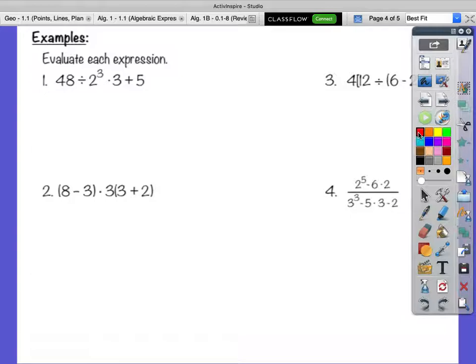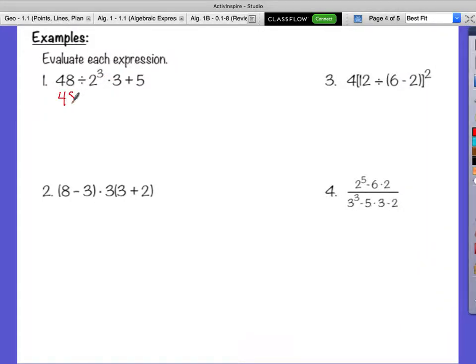So that means we do that first. That means we rewrite everything else the exact same when we do this operation. So this 48 divided stays the same. Now what is 2 to the third? It means 2 times 2 times 2. You can think 2 times 2 is 4, times 2 is 8. So since we are doing the exponent, we'll just replace that 2 to the third with 8, because that's what that operation tells us it is. And then we continue to rewrite the rest of the expression as well: times 3 plus 5.